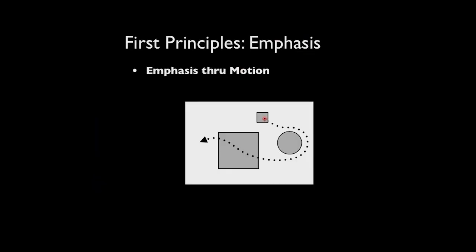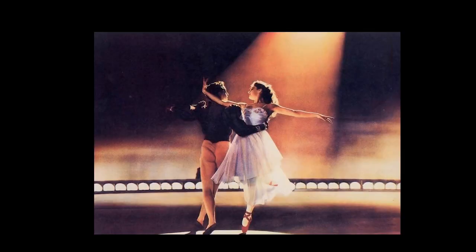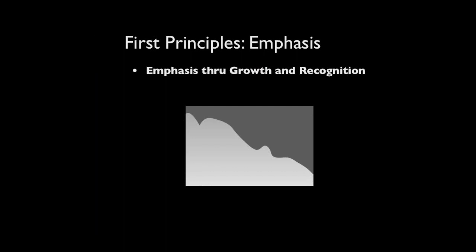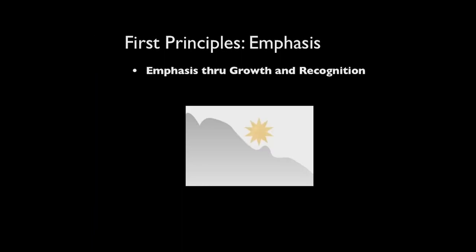Emphasis through motion. So in this, if you're watching the scene, you're going to see motion drawing your eye and following the characters. And then finally, our last principle is emphasis through growth and recognition. So we have this shadowy shape, and as the sun comes up, that shadowy shape becomes recognizable.